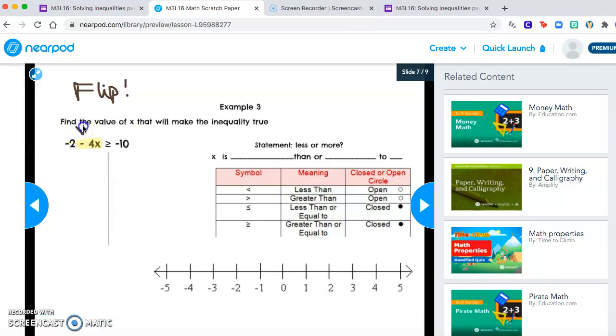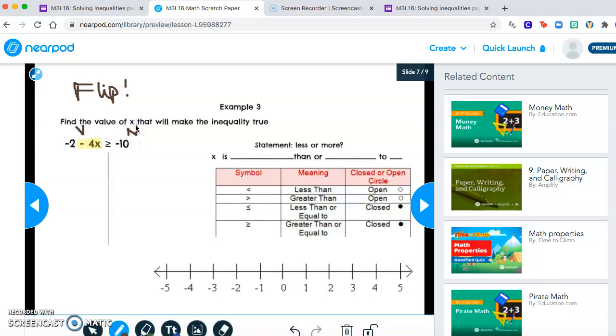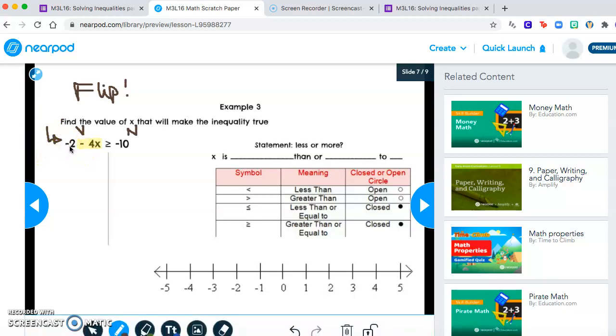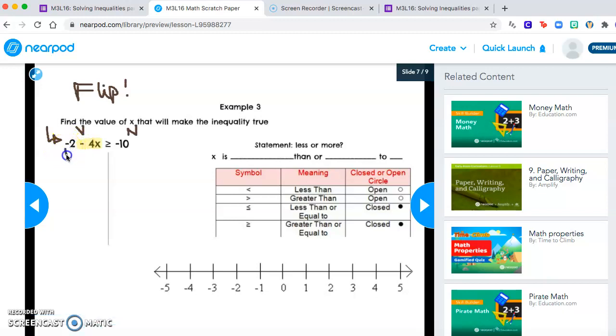We have a variable side. We have a number side. Okay, well, first thing we always get rid of is this constant right here, the minus 2. Always the constant. The number without the variable gets away first. How do I get rid of minus 2? We do the opposite. Remember, we're trying to get 0 here. So I add 2 on both sides.